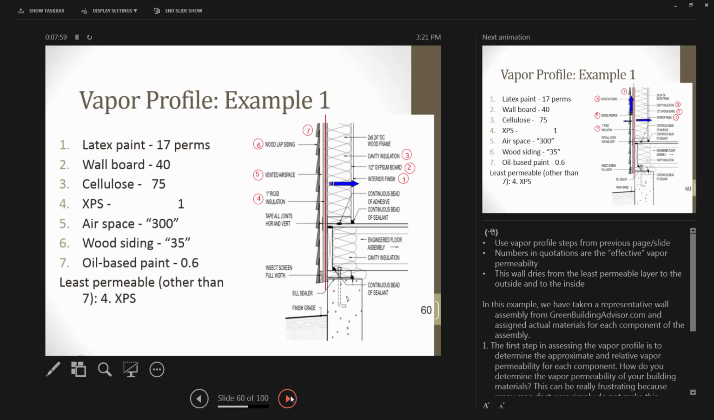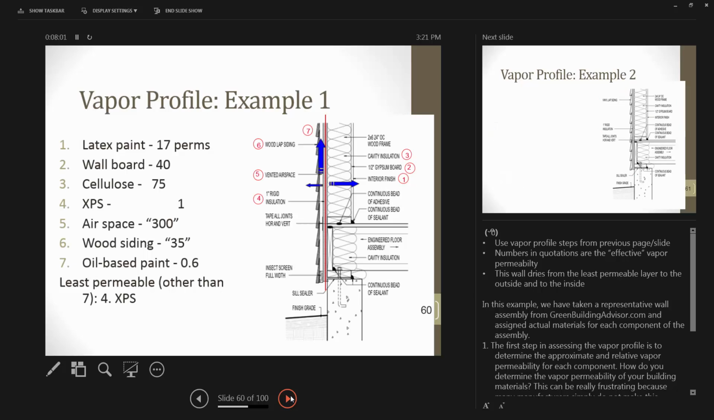So if we think about which way the potential vapor drive can be, we can think about the challenges that we may or may not have. So for example, with this vapor profile in a moist, humid climate, where is the potential for condensation going to be? Between the siding and the XPS.